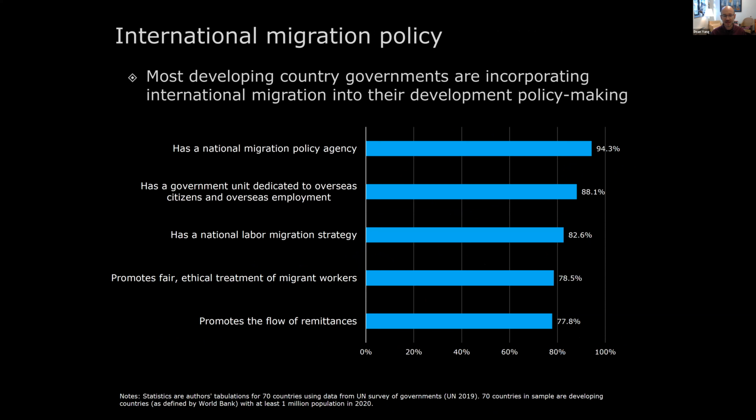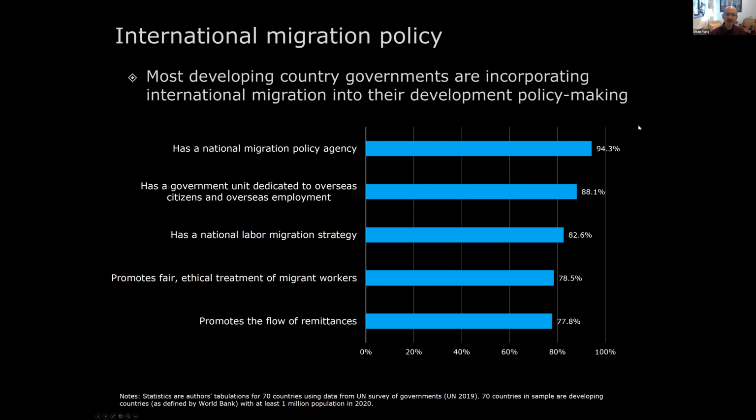This is quite new data. Gaurav and I and co-authors just put together these data, for a paper I'll be discussing shortly, from a new survey of governments that the UN just did 2 years ago. So I think this was news to us, and I think news to a lot of people, but I think very revealing.